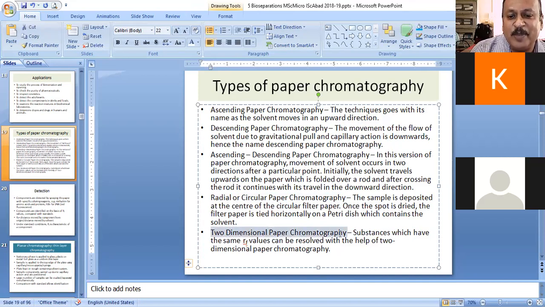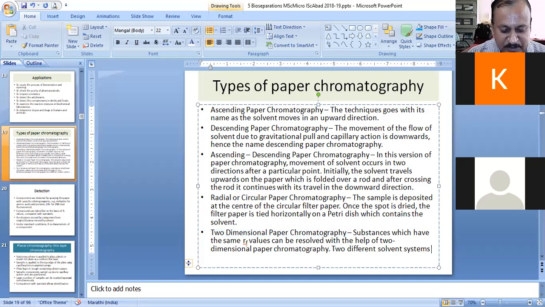Lastly, we come to two-dimensional paper chromatography. Just as we have seen in the case of two-dimensional electrophoresis, if two different components have properties very similar to each other, or polarities very close to each other, then by using two-dimensional chromatography we can easily separate the molecules. We can use a different solvent system, for example. Two different solvent systems can be used one after the other.